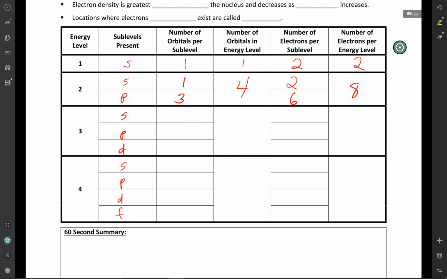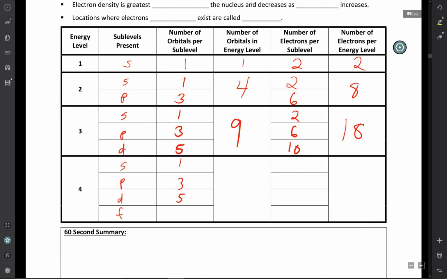So in the third energy level, S, 1 orbital. Our P has 3 different orbitals. Our D, looking at the diagram, has a total of 5. So the total number of orbitals in that energy level is 9. Electrons per sublevel, 2, 6, 2 times 5 gives me 10. That's a total of 18.